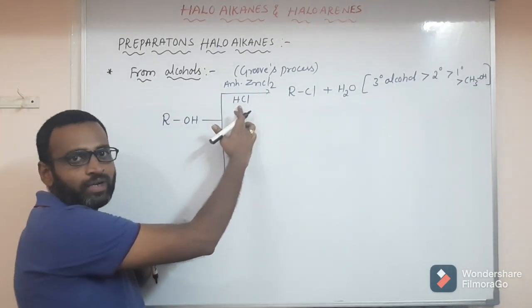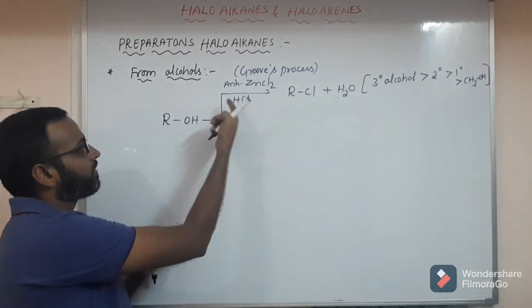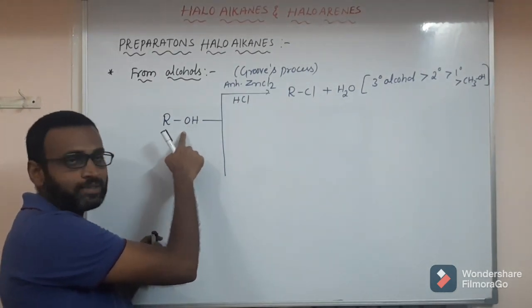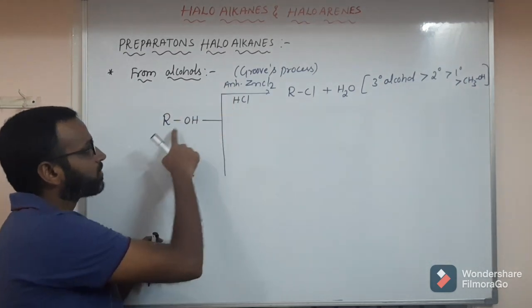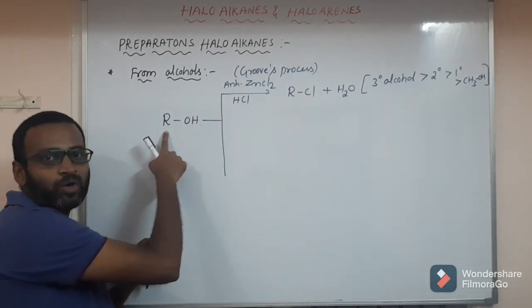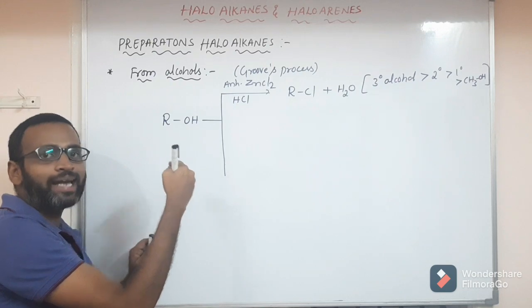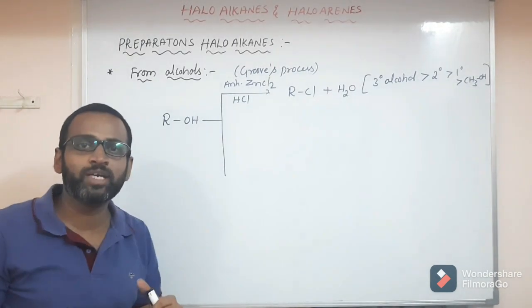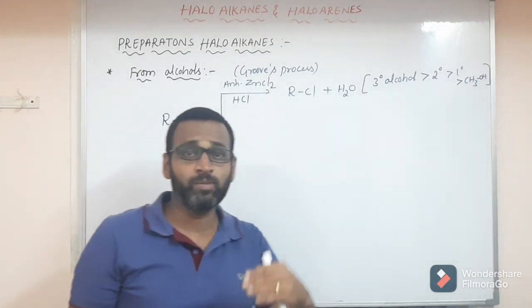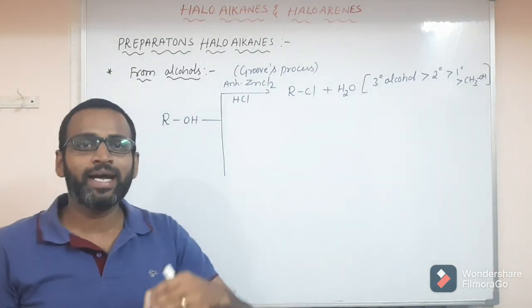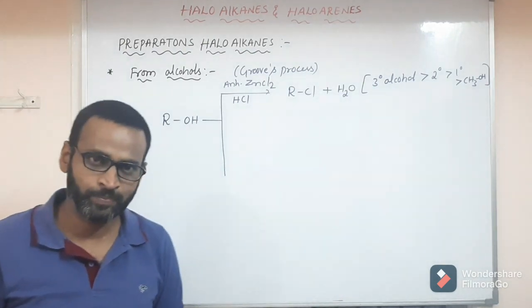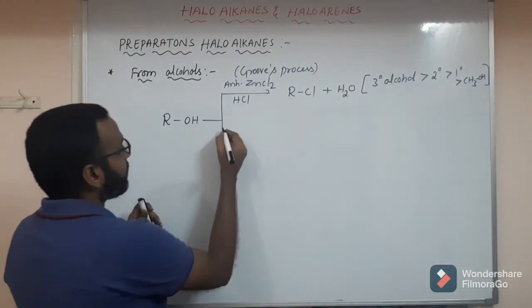Because HCl is an acid, a Bronsted acid, it will donate H plus to this, so it will become ROH2 plus. The water will go, and you will have a carbocation. Carbocation stability everybody knows: tertiary carbocation is more stable than secondary, secondary is more stable than primary, and primary is more stable than methyl carbocation. So you all know that.